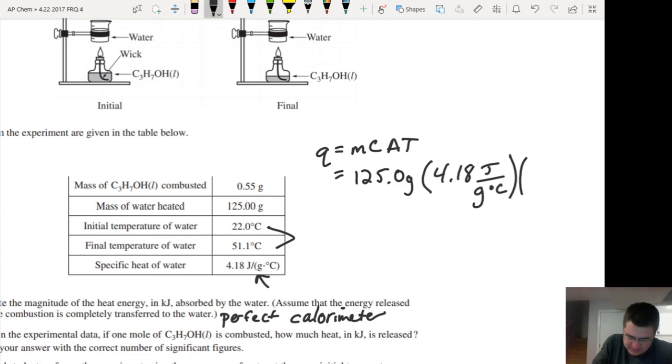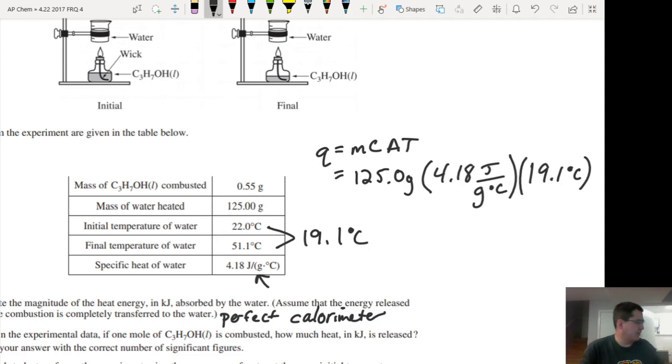It's going to be like 19. 9? Wait, 19, right? Is it 9? I think it's 19.1. I don't know, I'm very tired. Okay, you calculate 19.1 degrees C would be our change in temperature.